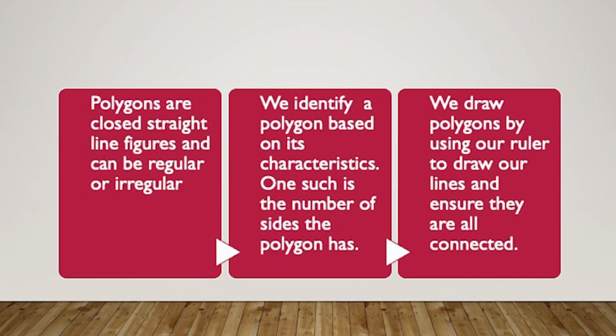That is it for today, students. Let us recap what we have learned today. Polygons are closed straight line figures that can be regular or irregular. We identify a polygon based on its characteristics. One such is the number of sides the polygon has. We draw polygons by using our ruler to draw our lines and ensure that they are all connected.